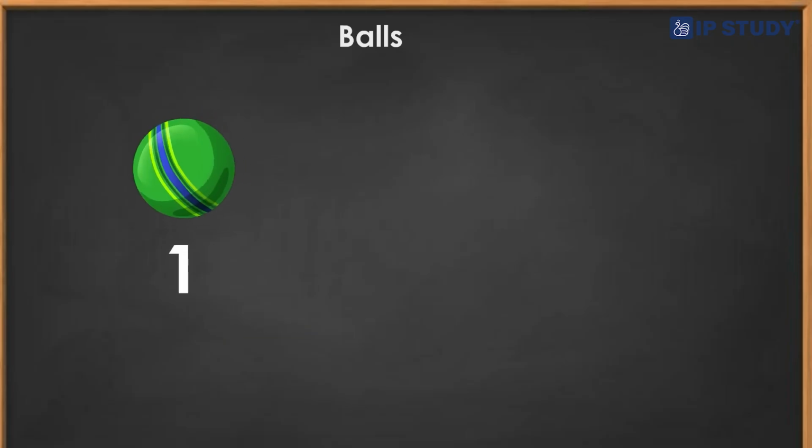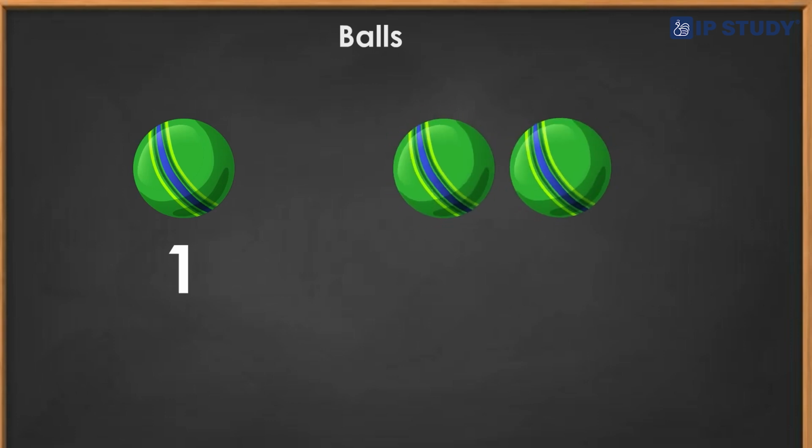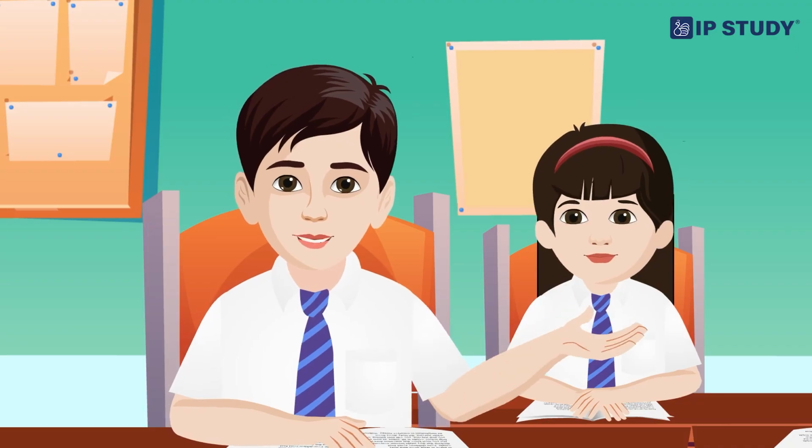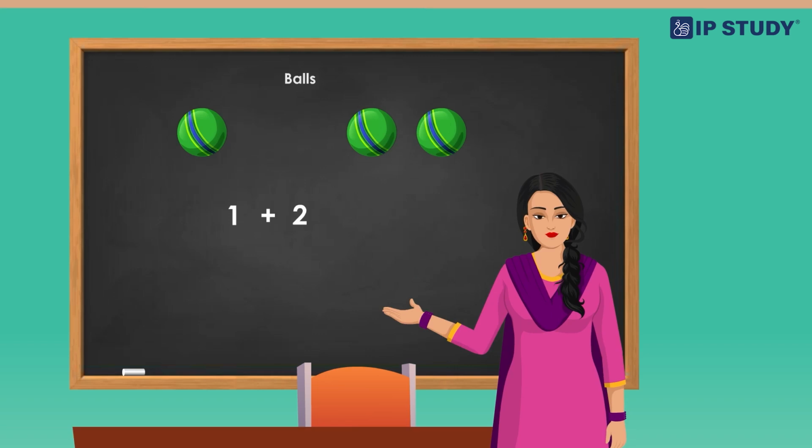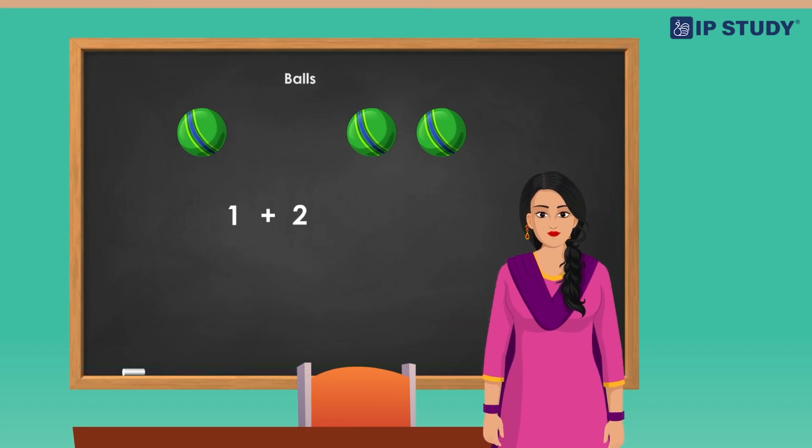Here we have one ball. Let's write the number 1. Now we see 2 more balls. We will write the number 2. When we want to add these together, we write it like this: 1 plus 2. Oh, I see. But what does that mean? It means we are putting all the balls together.